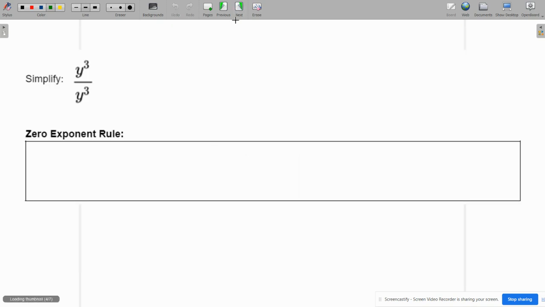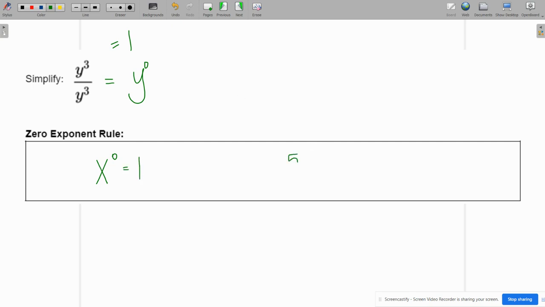The last rule I want to talk about is if you have something like this, y cubed over y cubed. Well, there's two different things that I know. I know that if I use the rule, I would get y to the, well, 3 minus 3 is 0. But that seems a little strange, something to the 0 power. So what does that really mean? Well, I also know something divided by itself equals 1. So this brings up our 0 exponent rule. This says that anything to the 0 power equals 1.